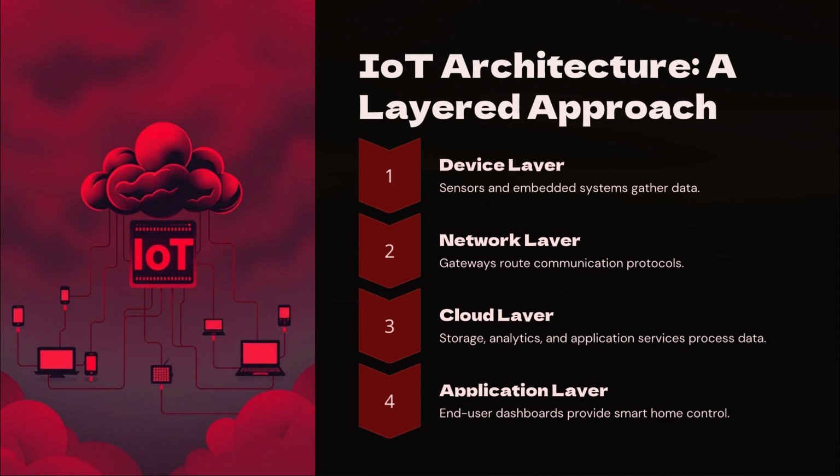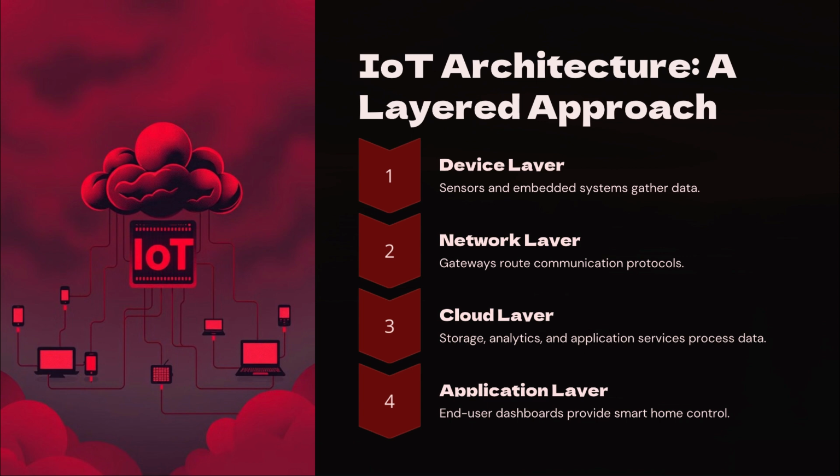The cloud layer or platform layer provides the infrastructure for data storage, processing, analytics, and application services. This layer is where data is analyzed, insights are generated, and decisions are made. Finally, the application layer is where the end user application resides, providing interfaces for users to interact with the IoT systems such as smart home control panels, industrial monitoring dashboards, or healthcare management systems.